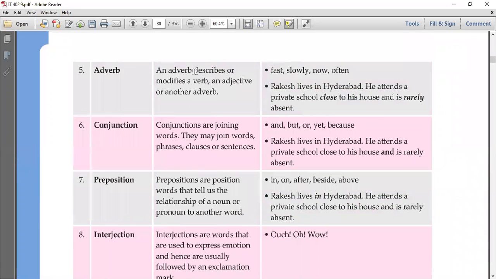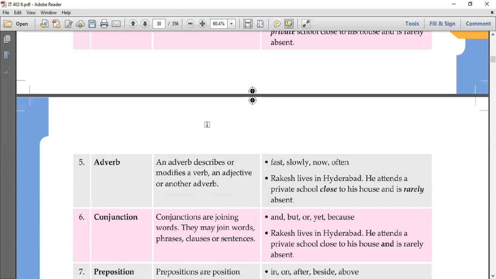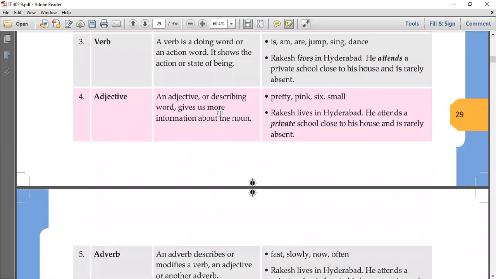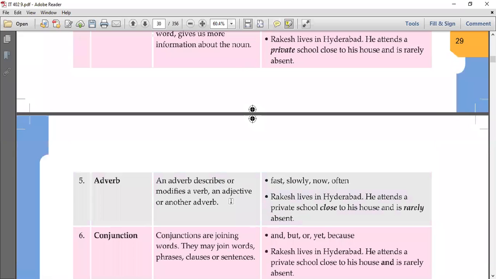Adverbs are the words which describe the verb. Remember, adjectives describe the nouns and adverbs describe the verbs, right? Like the word rarely here: "is rarely absent", right? So "is" के साथ में rarely लगाया, is is the verb and rarely is the adverb here, right? He moves slowly. Moves is the verb and slowly is the adverb.